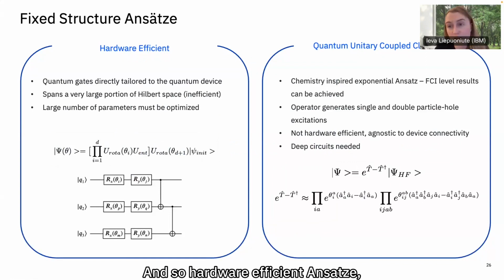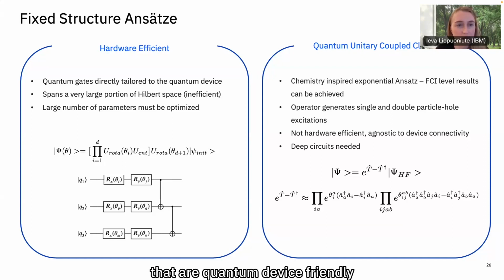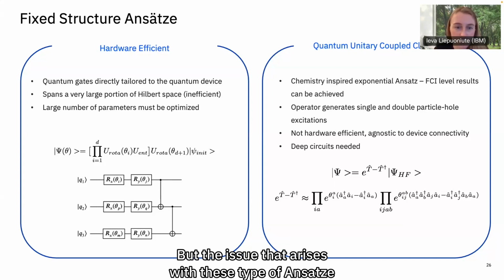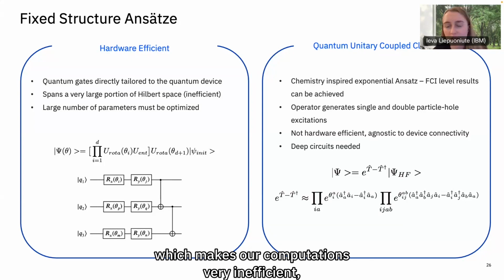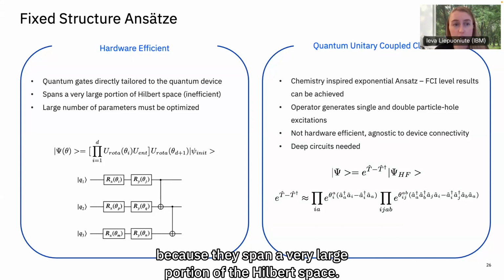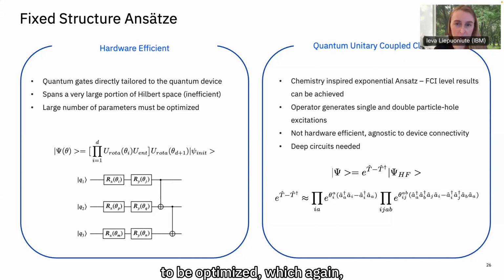But let me walk you through the two different major types of Ansätze. And so hardware efficient Ansätze, as the name speaks for itself, use quantum gates that are quantum device friendly and essentially tailored to the quantum device. But the issue that arises with this type of Ansätze is that they span a very large portion of the Hilbert space, which makes our computations very inefficient. Because they span a very large portion of the Hilbert space, they also require a very large number of parameters to be optimized, which again increases our computational cost.